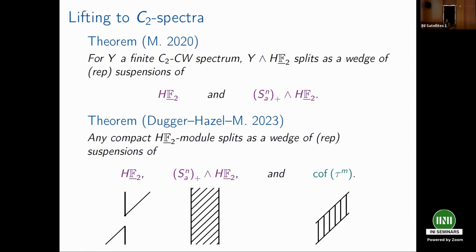So with Dan Dugger and Hazel, we showed that any compact HF2 underline module splits as a wedge of representation suspensions of three types of things. So we need HF2 underline that's going to have these double cones. We need antipodal spheres smashed with it. That'll give us the vertical strips. And then what I call co-fibers of powers of tau. So tau is this element in M2, and that gives you the diagonal strips. And I really liked that that was like this nice symmetric story.